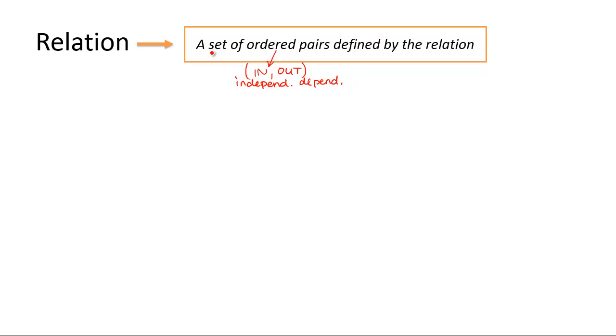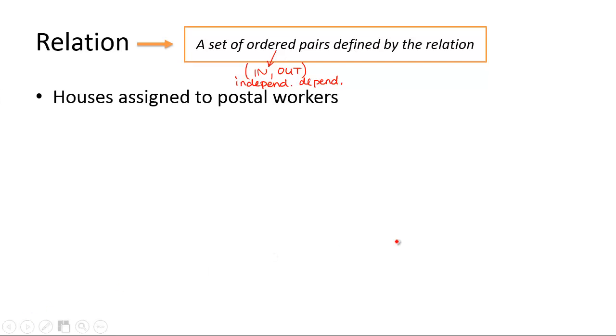Now, if you look back at the definition, it's a set of ordered pairs, so some correspondence between an input and an output, as defined by the relation. So the relation indeed defines the correspondence between the two components. So an example would be houses assigned to postal workers.